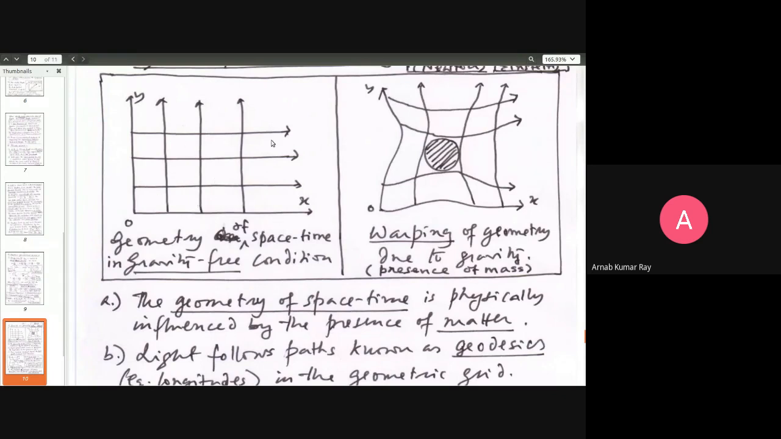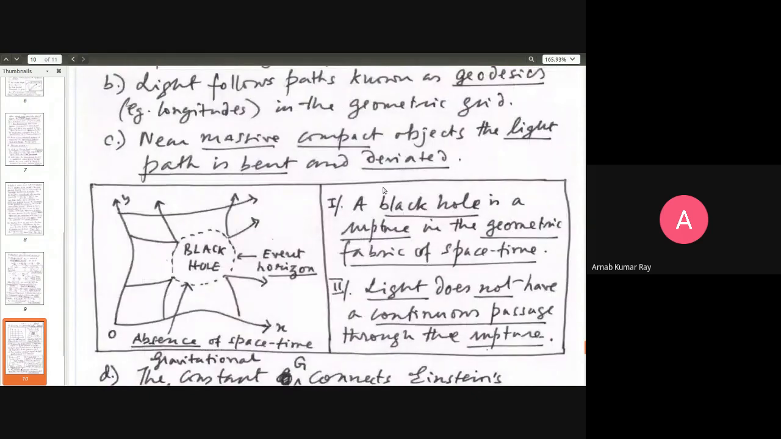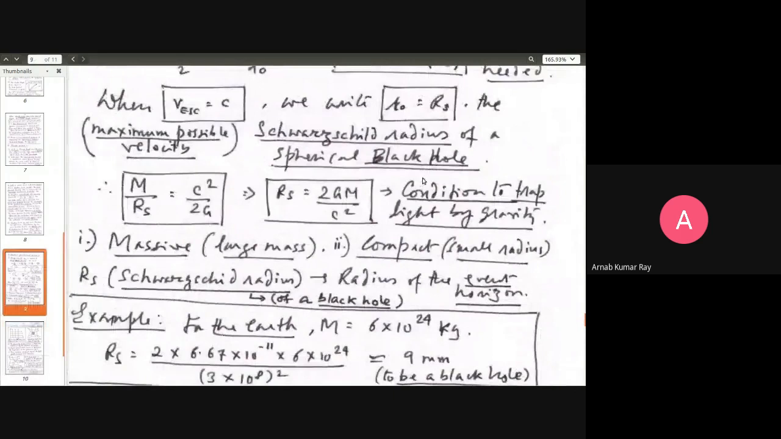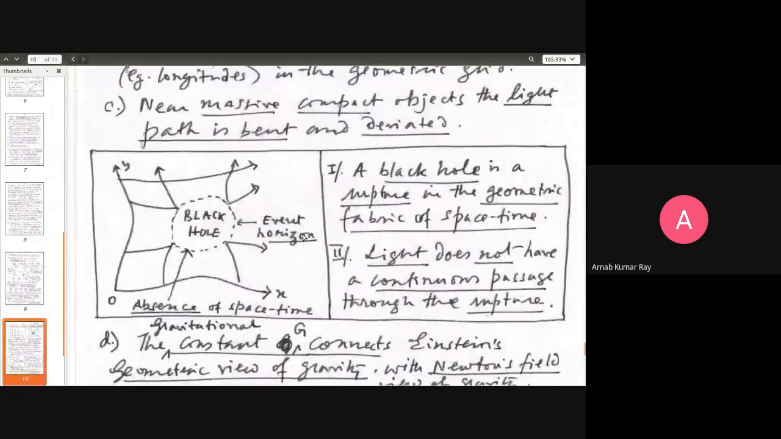Similarly, without any massive object, you had this nice, neat, ordered coordinate grid. You place a massive object, and the coordinate grid gets distorted. When you have an extremely massive object, what is that massive object? This thing: an object which has a large mass and a radius that is less than or equal to the Schwarzschild radius. That thing is so compact, so dense and massive, that it will tear through the fabric of space-time. So a black hole is a rupture in the geometric fabric of space-time.